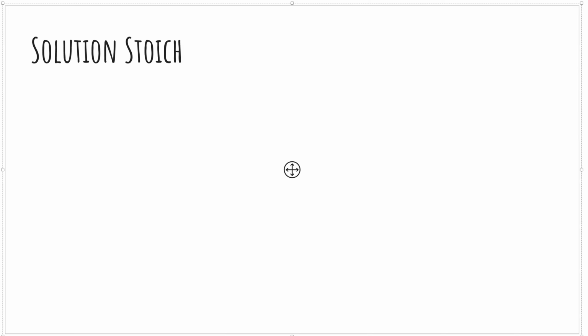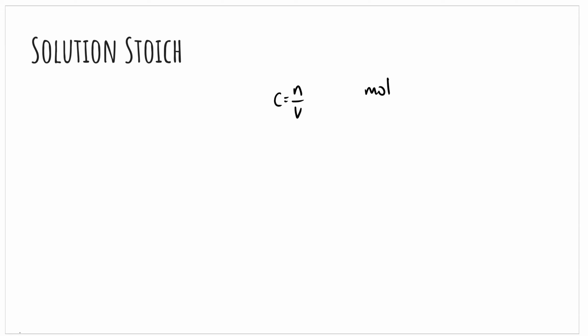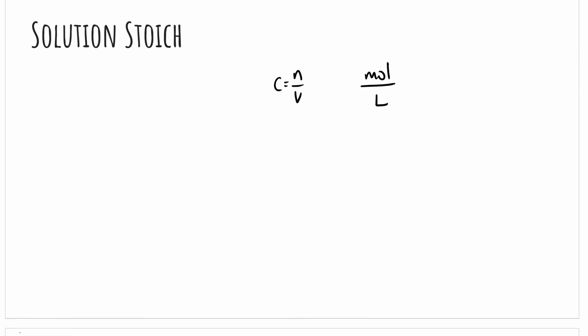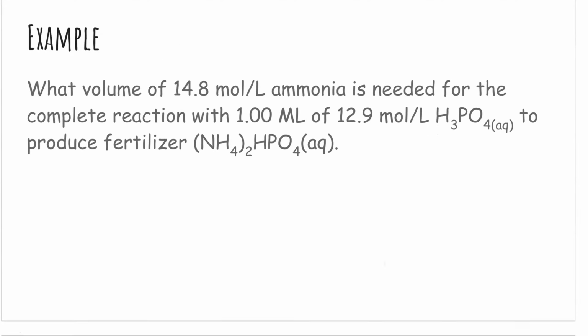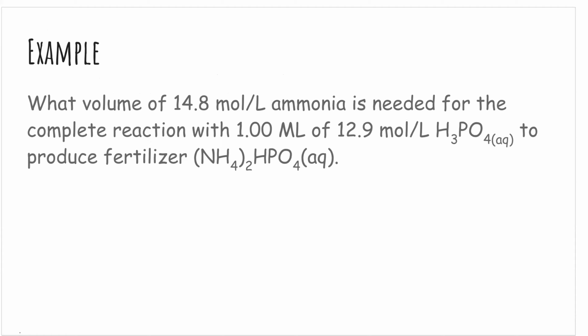Solution Stoich is just like the other forms of Stoich that we've looked at before. We just have to add one concept, and that's the concept of concentration, molar concentration. C is equal to n over V, where n is moles and V is measured in liters. So we have to be aware that we're going to be looking for concentrations in moles per liter. These concentrations will allow us to determine the moles or determine the volume. We're going to use an example to show you how we work through it.